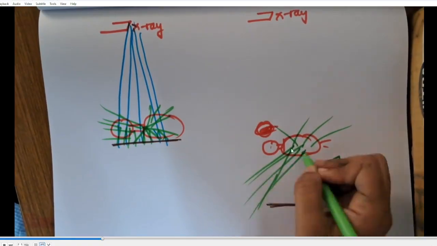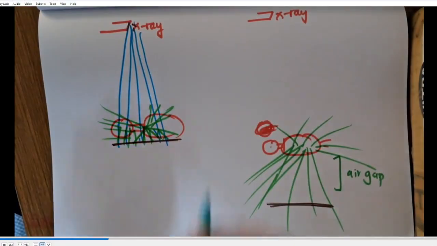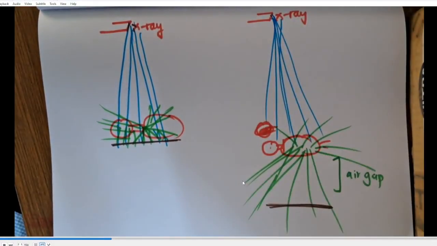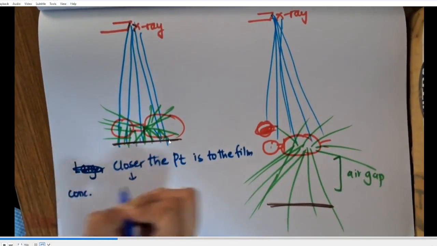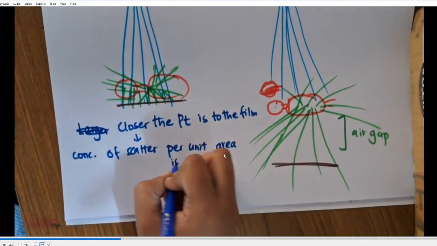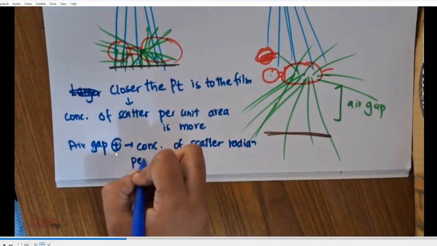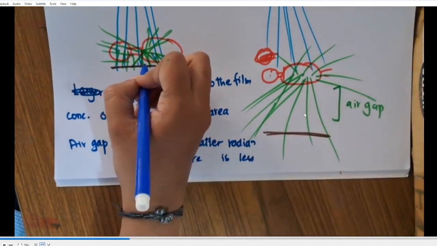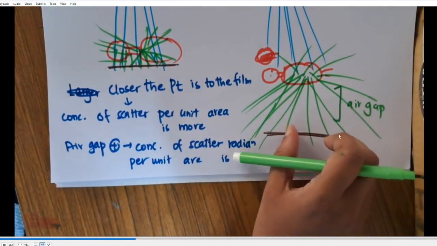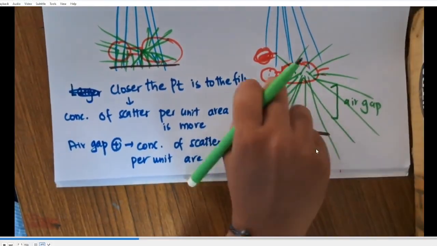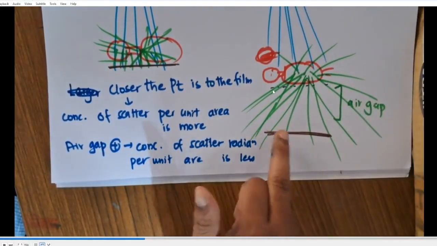With a larger air gap as shown here, the concentration of the scatter reaching the film will decrease because more scatter photons will miss the film. This is called air filtration. The closer the patient is to the film, the more the concentration of scatter per unit area. With an air gap, the concentration of scatter radiation decreases because more photons will miss the X-ray film. So for the air gap technique, there is one more name, that is air filtration.